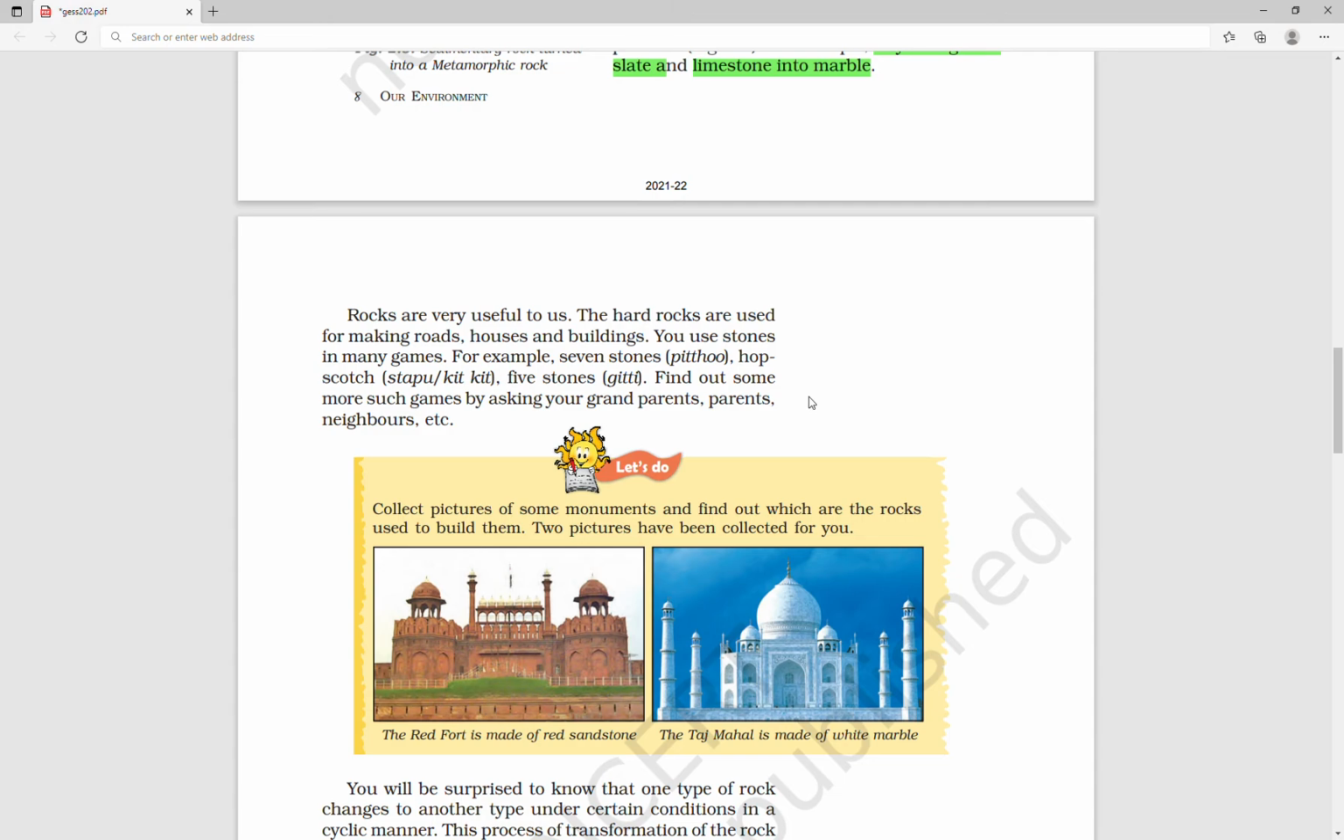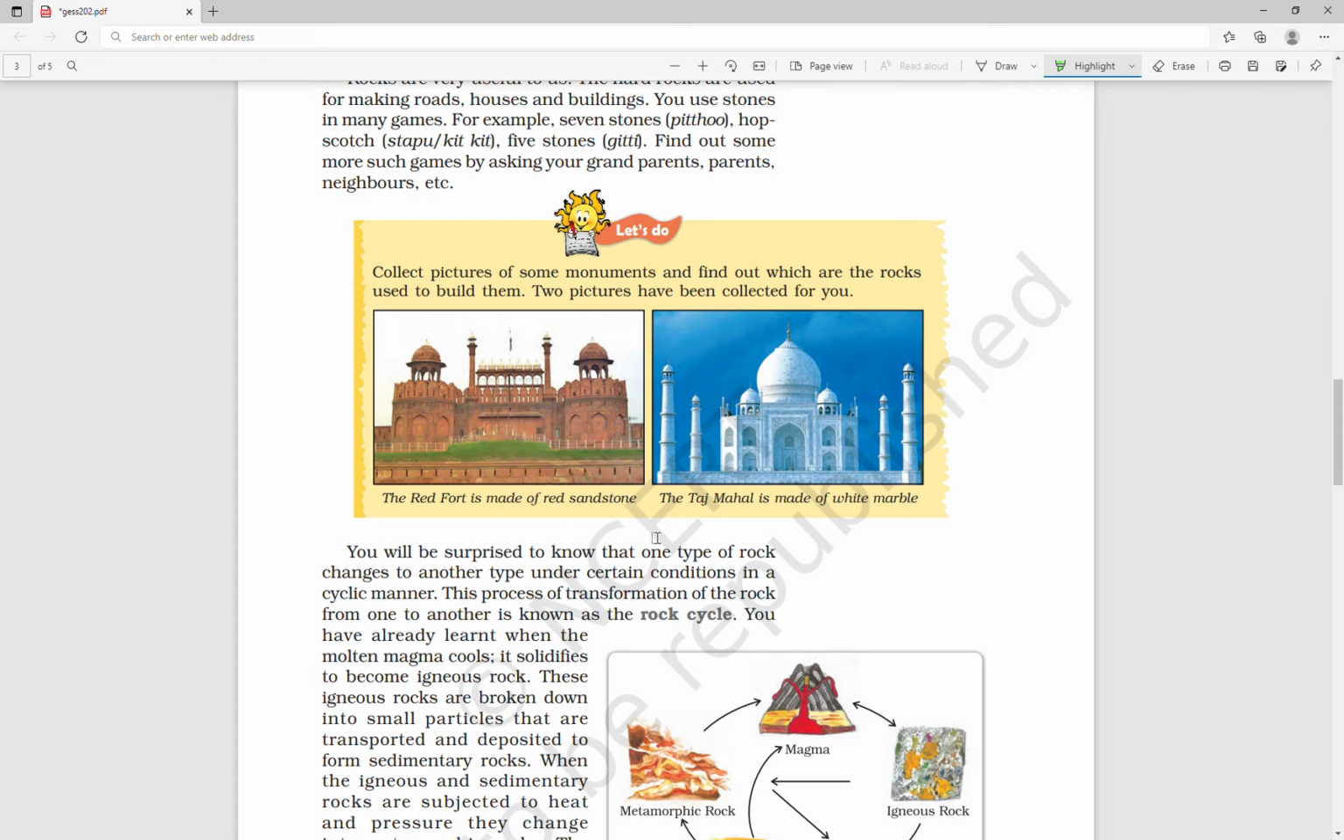Now, rocks are very useful to us. The hard rocks are used for making roads, houses and buildings. You use stones in many games. For example, seven stones, hopscotch, cricket, or five stones like jitty. Find out some more games by asking your grandparents, parents or neighbors, because they must already know. They may have played when they were small, right? Okay, this is an activity.